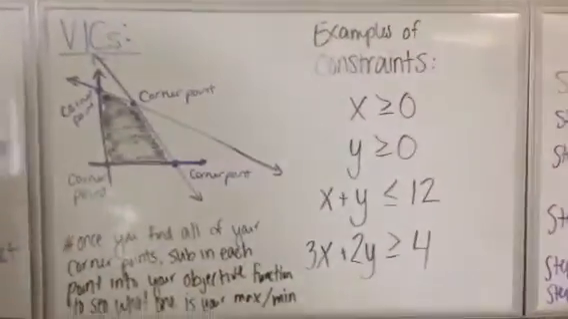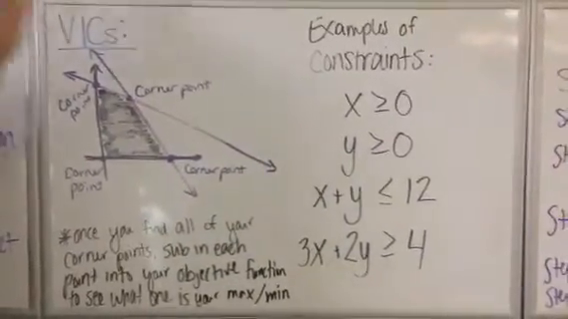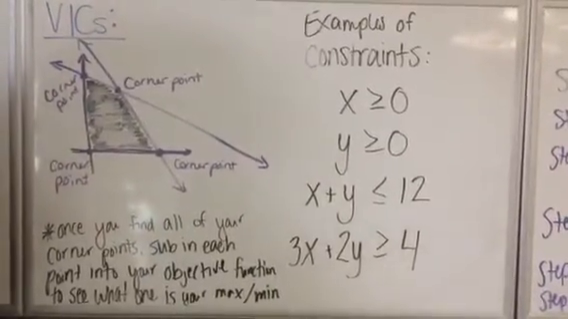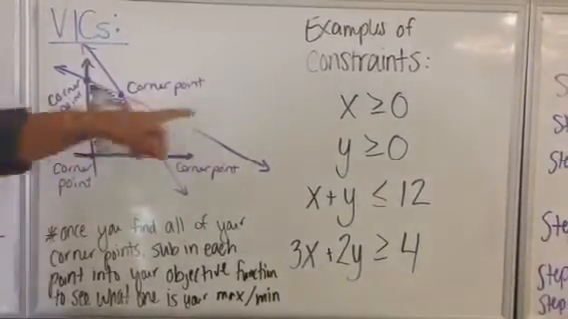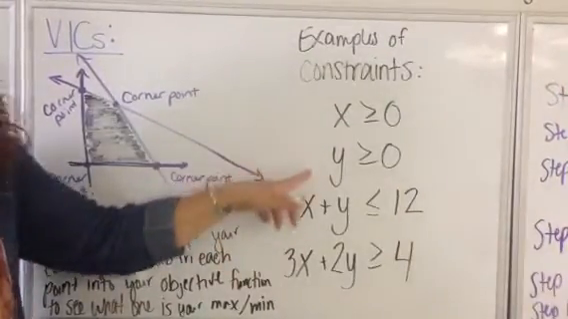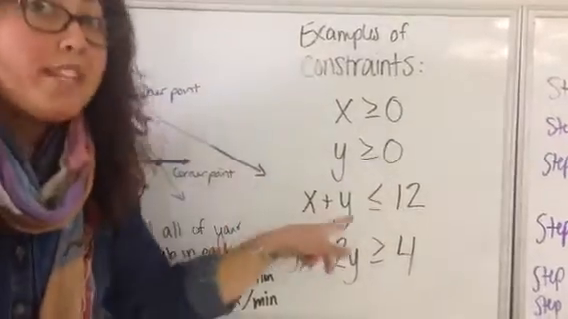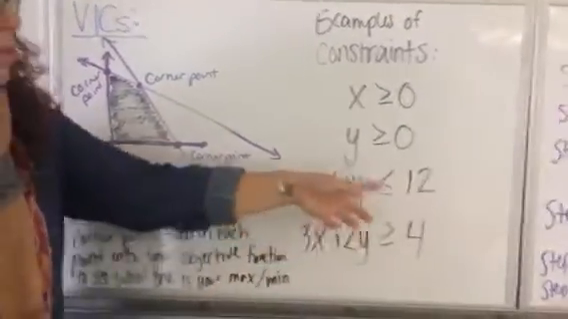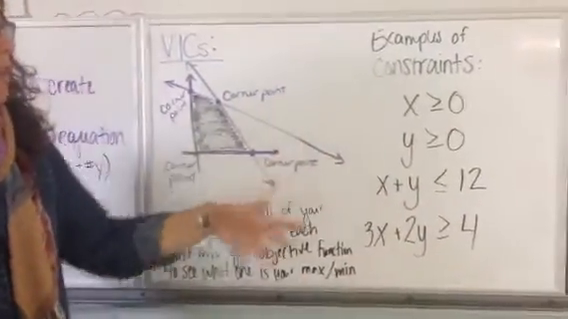So if we go over to our very important concepts, we have this graph here might be something that is represented when you start graphing your linear inequalities. We also have examples of constraints. It might be something like x is greater than 0 or y is greater than 0. Those are almost always there. Something else that I said, like x plus y is less than or equal to 12. 3x plus 2y is greater than or equal to 4.